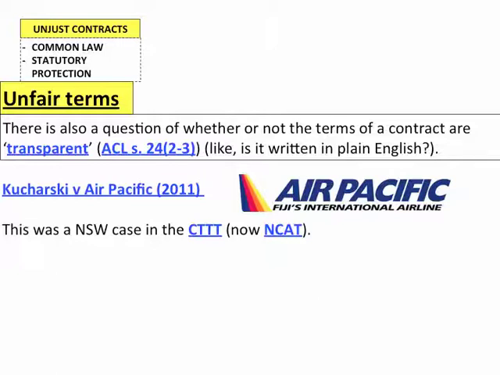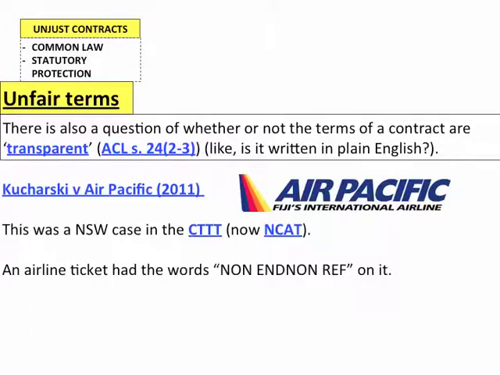Now, the Air Pacific ticket was trying to say it's non-refundable, right? But they didn't make it clear that this ticket was non-refundable. On the ticket itself, it just said non-end, non-ref. I mean, what does that mean? Non-end, non-ref, non. It looks like a puzzle, like you're supposed to jumble the letters around and then you find something. So it didn't really make sense.